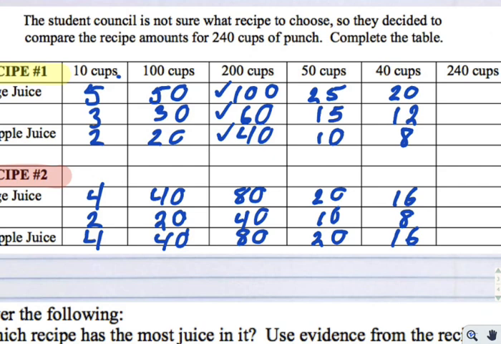The very last column says 240 cups. And remember, this is the amount that we actually want to make for the recipe. So this is an important thing to get right. I can do this simply by combining the 200 cup column with the 40 cup column. So in my first row, 100 plus 20 is 120. 60 plus 12 is 72. 40 plus 8 is 48. Moving down, 80 plus 16 is 96. 40 plus 8 is 48. And 80 plus 16, again, is 96.